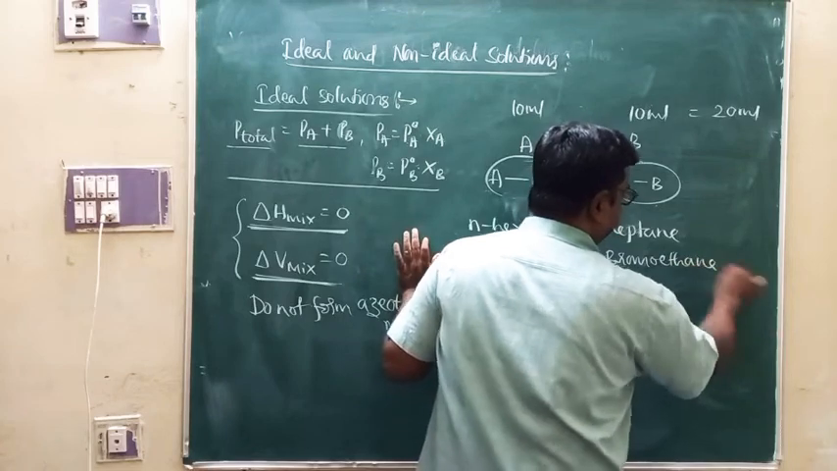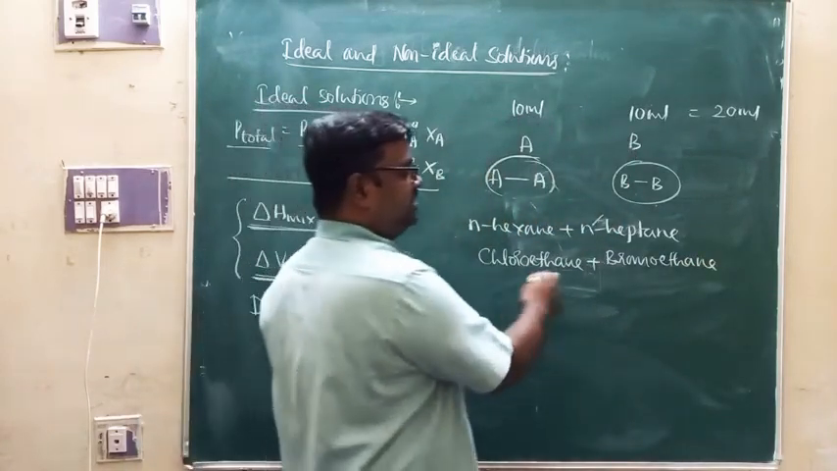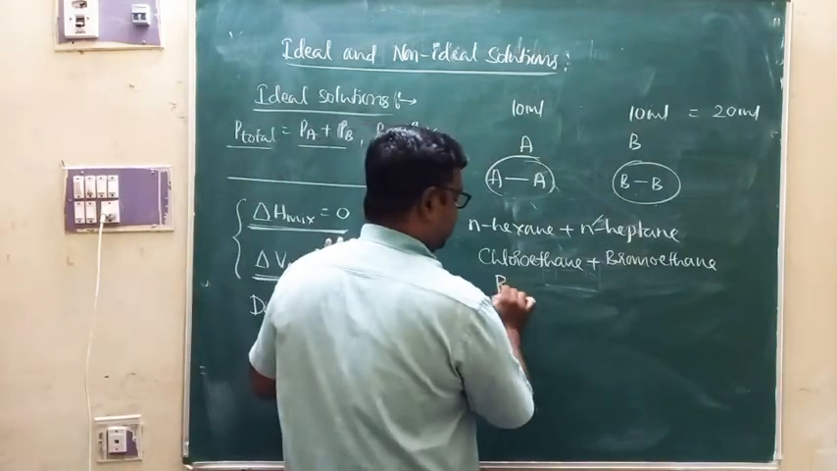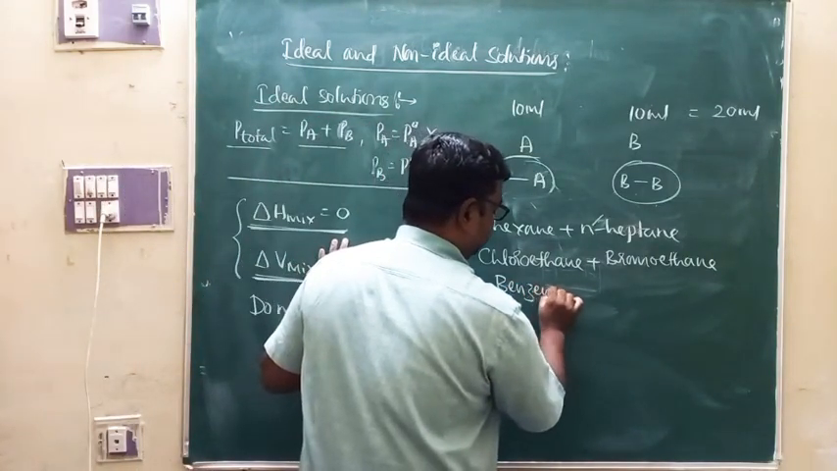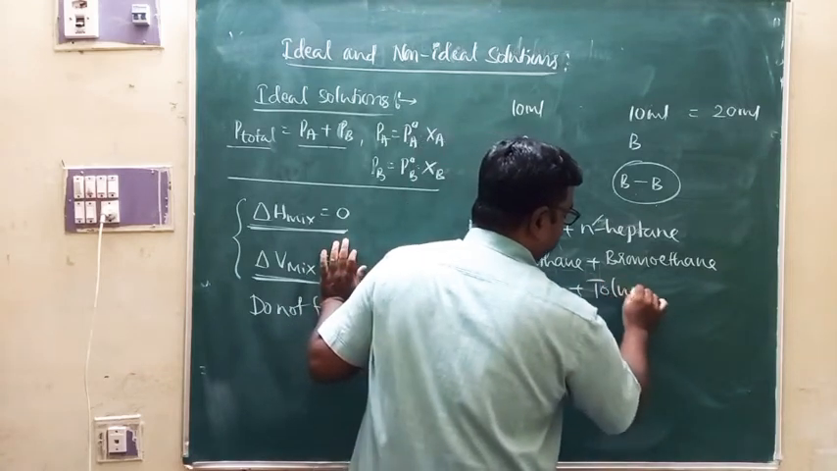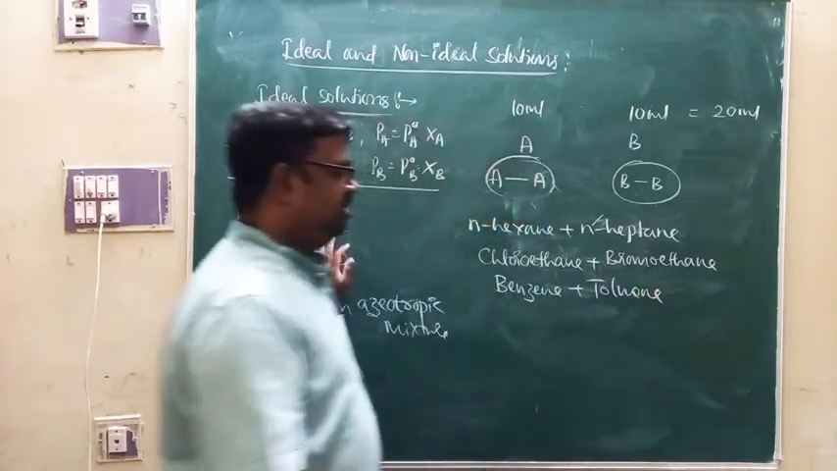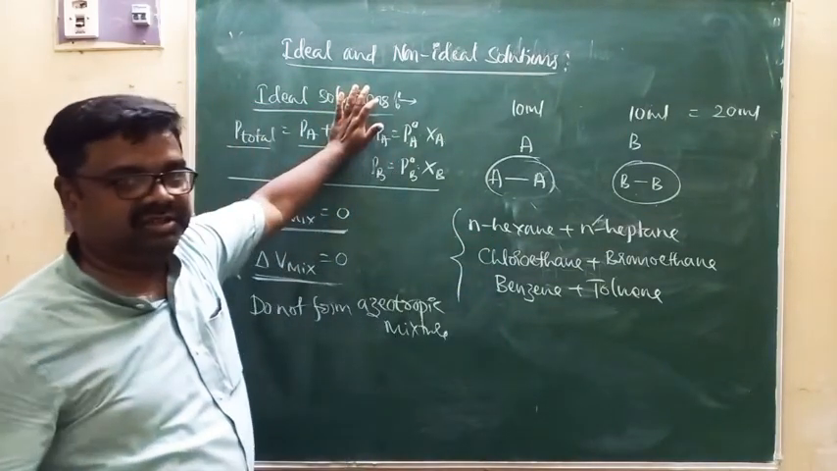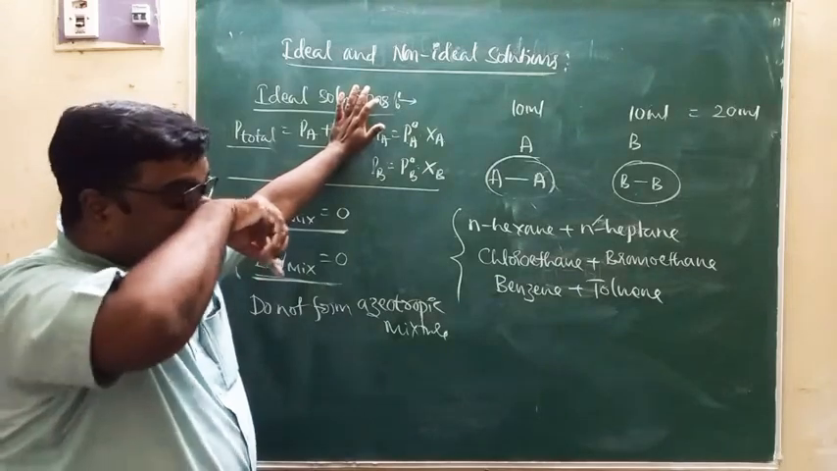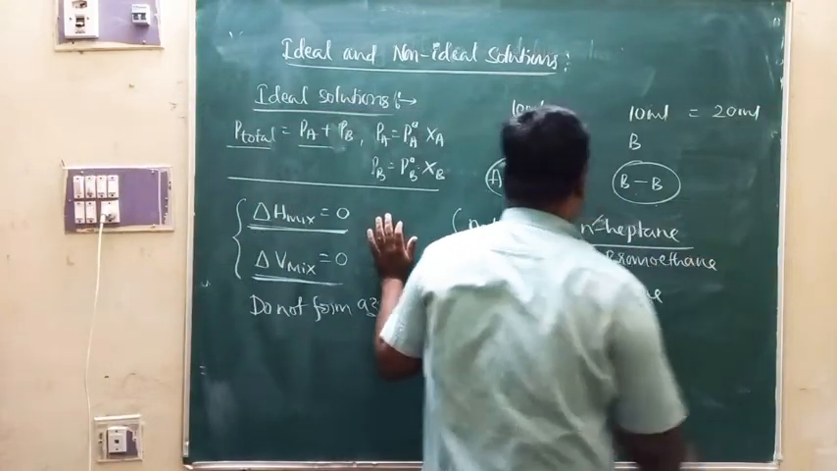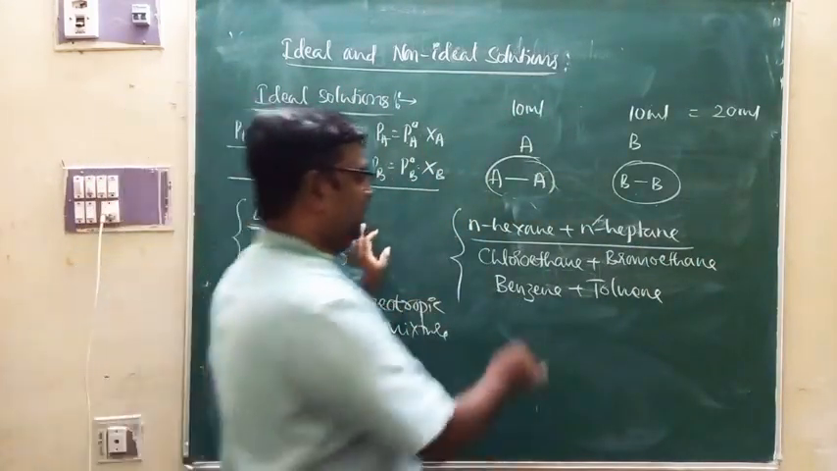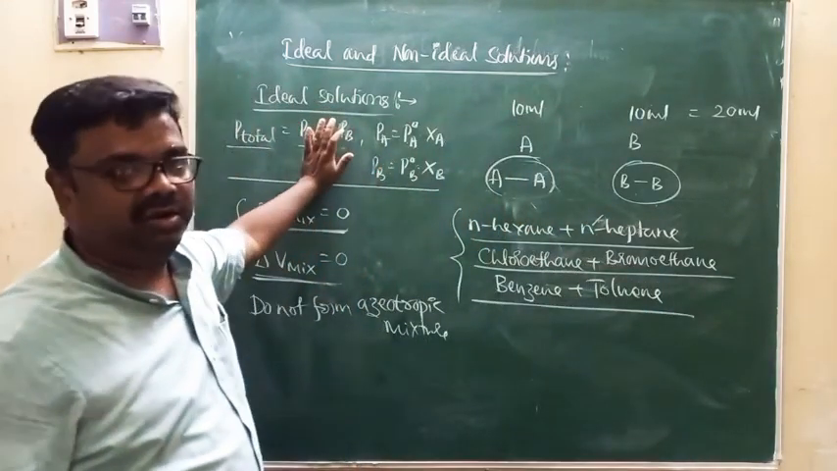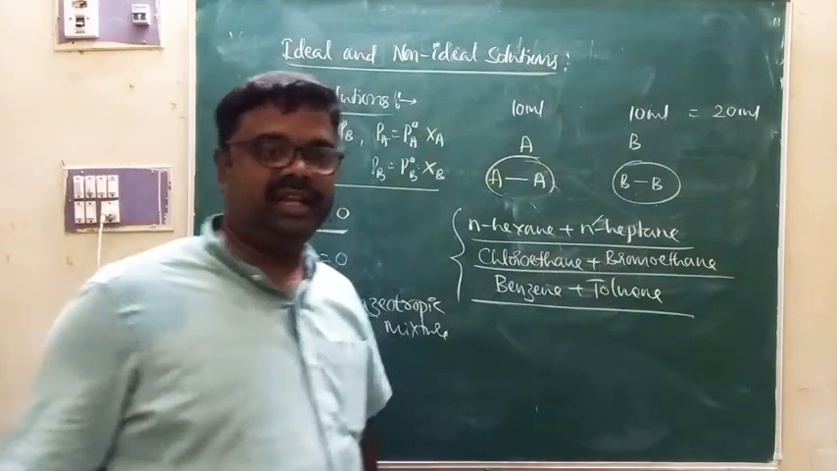Bromoethane, that will form an ideal solution. Chlorobenzene plus bromobenzene, they have similarity in their structure. Benzene, a cyclic ring with a benzene ring, and toluene. Toluene is also characterized by a benzene ring. They have similarity in their structure. And these three are examples for ideal solutions. Give examples for ideal solutions. You should give the mixture of n-heptane and n-hexane, chloroethane and bromoethane, benzene and toluene, or bromobenzene and chlorobenzene. This is what we call ideal solutions.